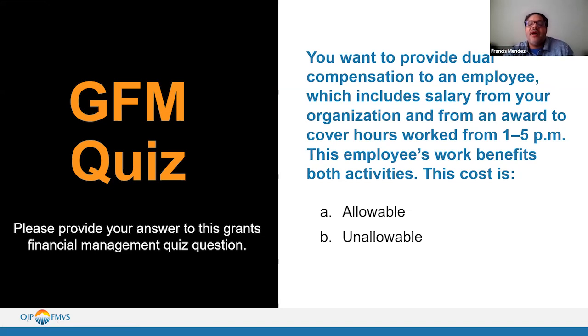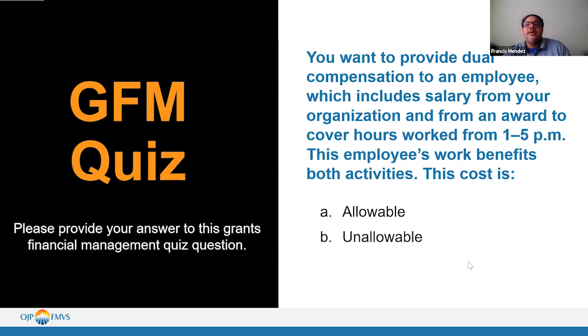So you want to provide dual compensation to an employee, which includes salary from your organization and from an award to cover hours worked from 1 p.m. to 5 p.m. This employee's work benefits both activities. Is this cost allowable or unallowable?